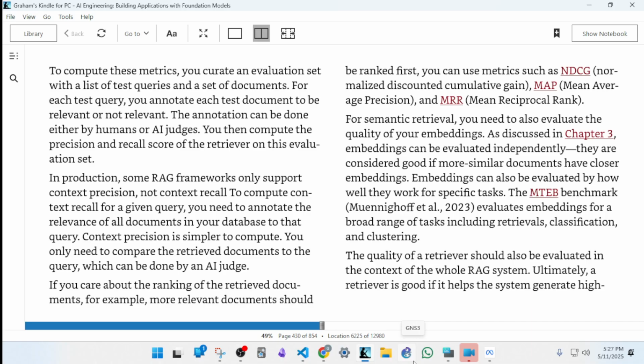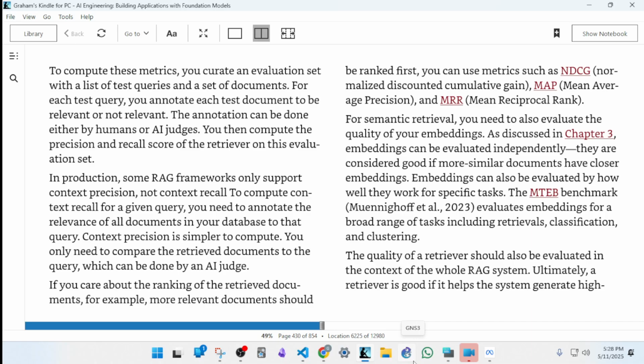If you want more relevant documents to be ranked first, you can use metrics such as NDCG, normalized discounted cumulative gain, MAP, mean average precision, and MRR, mean reciprocal rank.